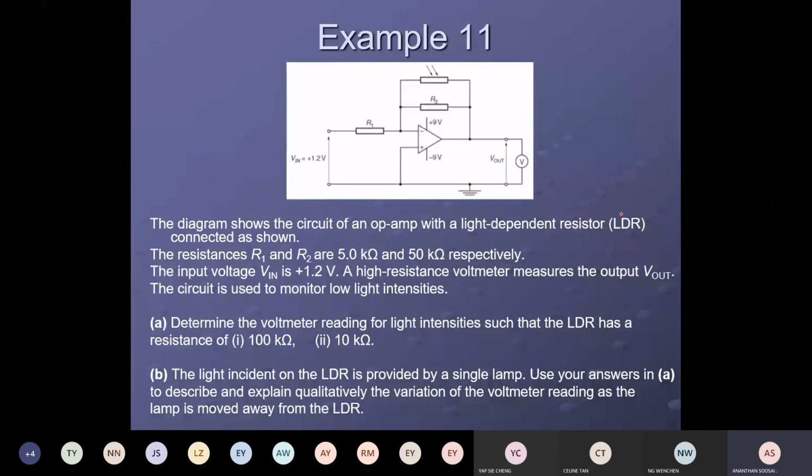So you get the idea of the question. Determine the voltmeter reading for the light intensity such that the LDR has a resistance of 100 kilo ohm. What is the voltmeter reading? In other words, they are asking what is the output voltage. The LDR has a resistance of 100 ohm, R2 is 50 ohm, R1 is 5 ohm, and the input is 1.2.